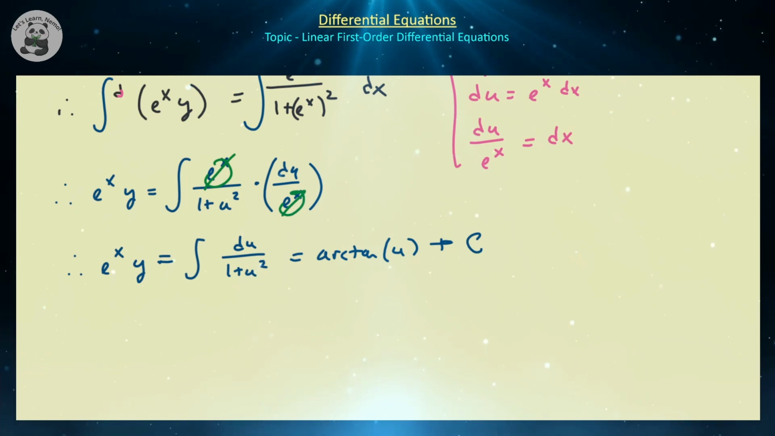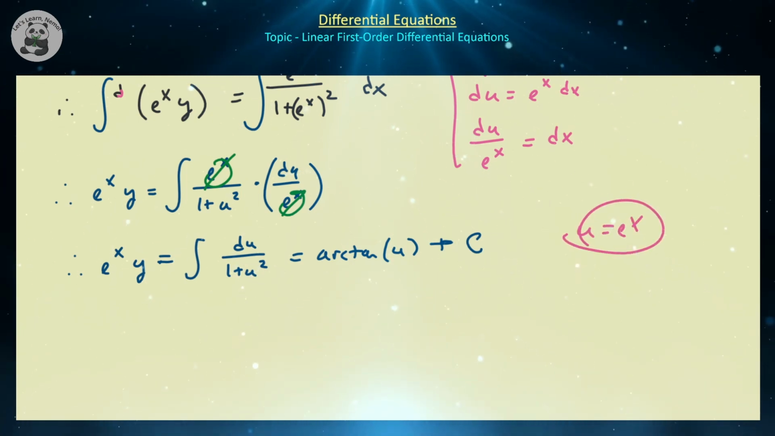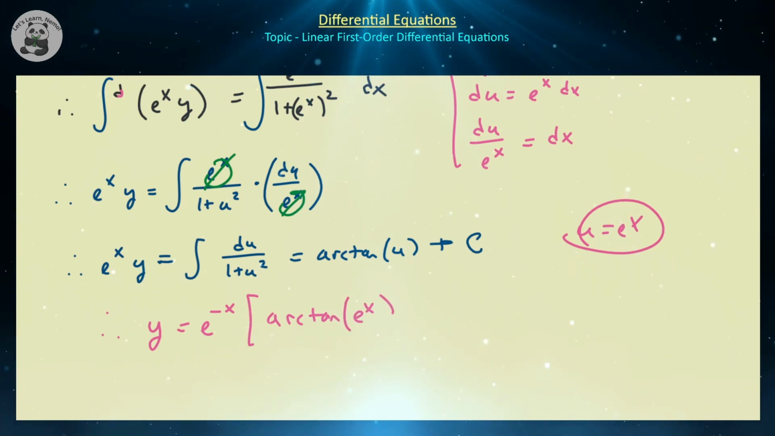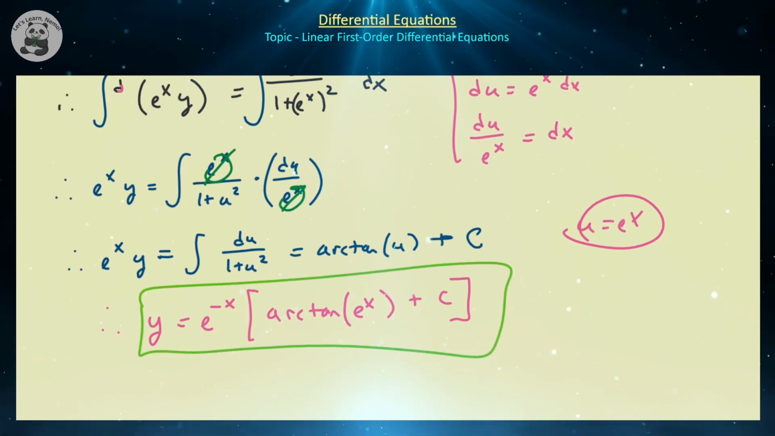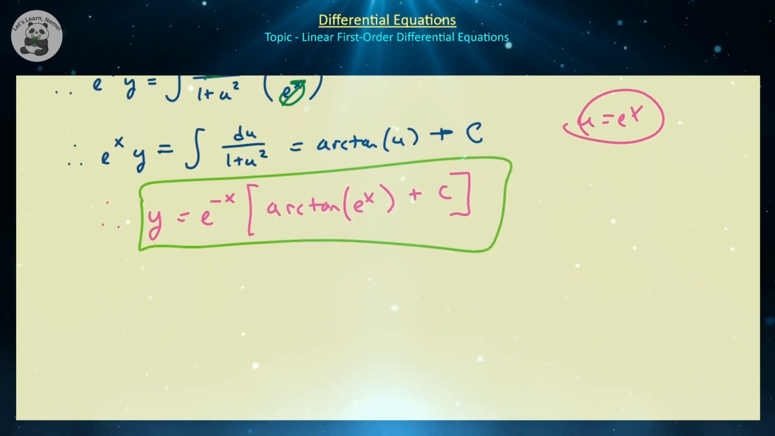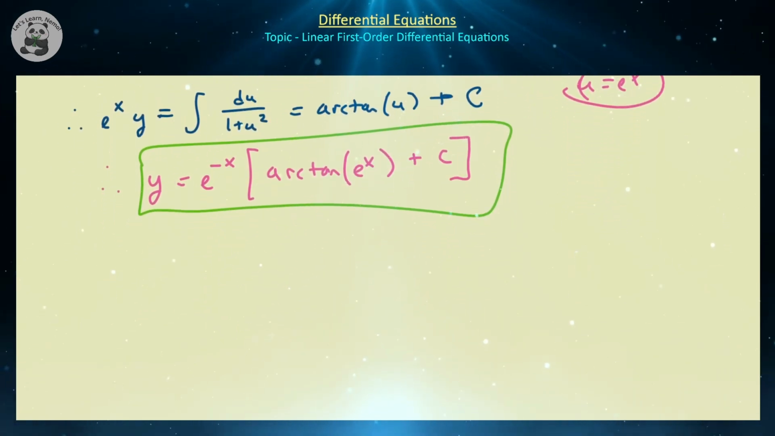So we can solve this equation very nicely, and don't forget u was just a fancy way of saying e to the x. So we're going to have y is equal to e to the minus x times the arctangent of u plus c. Right? So that is our general solution. So now what we need to do is figure out our particular solution to our differential equation.